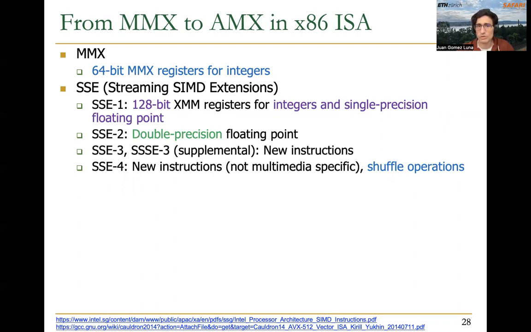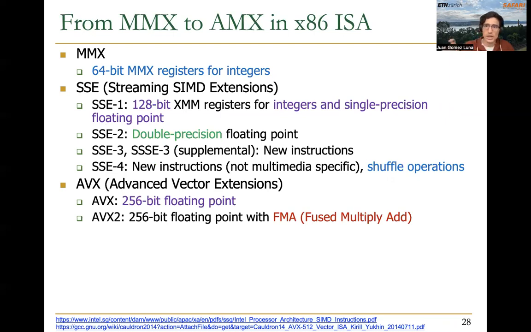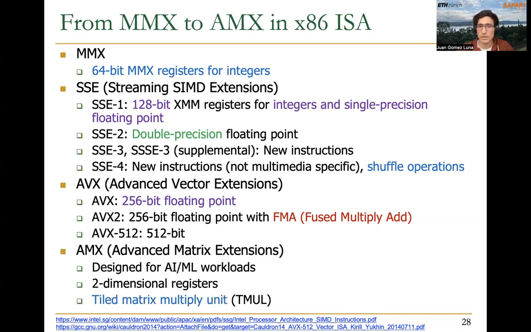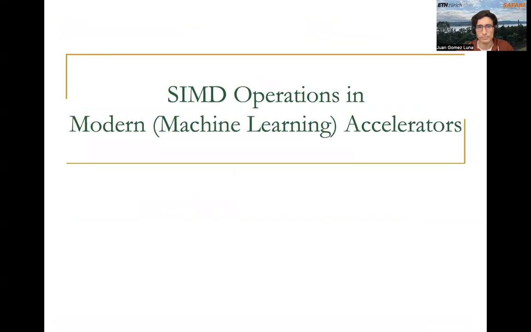SSE3 includes new instructions. SSE4, again, new instructions and also shuffle operations to move data between different SIMD lanes or different parts of the vector register. And later, the advanced vector extensions appeared with 256 bit floating point computation first, then 256 bit with floating point computation with fused multiply add that executes one multiplication and one addition in a single cycle, then the extension to 512 bit, and more recently the advanced matrix extensions that are designed for AI and ML workloads.